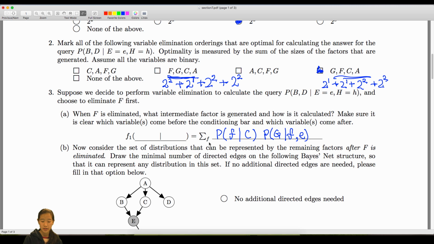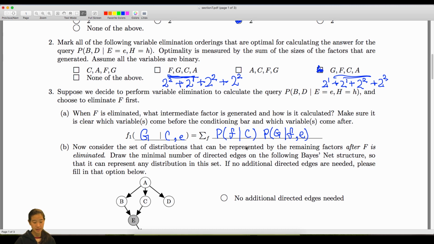For the left-hand side, they want us to create a factor that is generated by this summation. We can simply write out all the variables that depend on it that are not F, which do not get eliminated. Those are going to be G, C, and E, which E is observed. The reason why we put G on the left-hand side is because it appears on the left here, and then C appears on the right. That is a general rule you can think of.